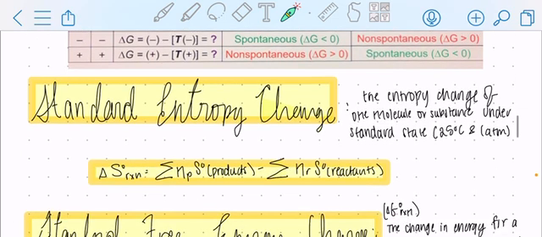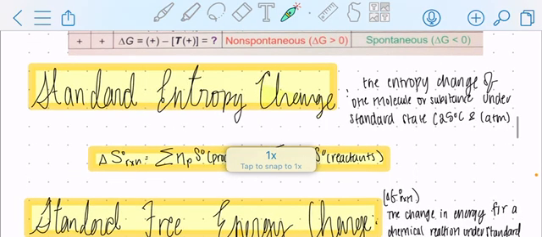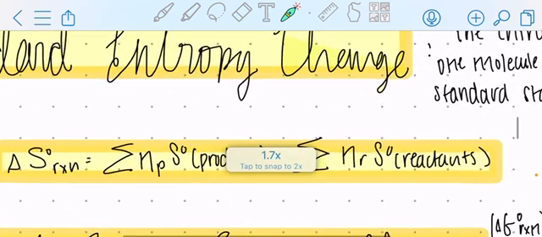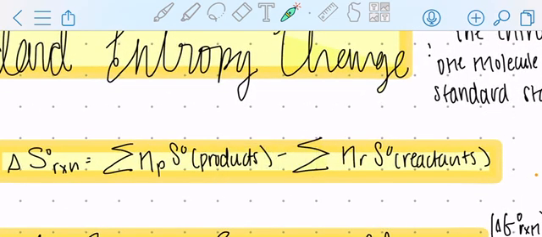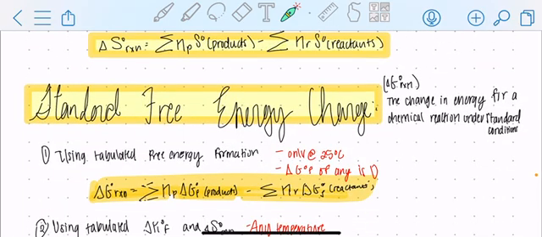Standard entropy change. The entropy change of one mole of a substance under the standard state. The standard state is anything at 25 degrees Celsius and at 1 atm. A good way to calculate the standard entropy change of a reaction is by first adding up the standard entropy of the products, multiplying each by its coefficient, and then subtracting the sum of the standard entropy times the coefficient of the reactants.